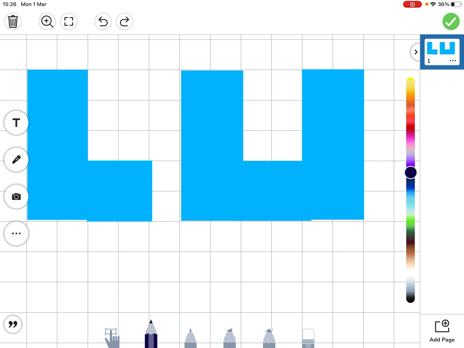Now, let's look at the U shape. I want you to have a think. How would we split up this compound shape into squares and rectangles? Pause the video now.